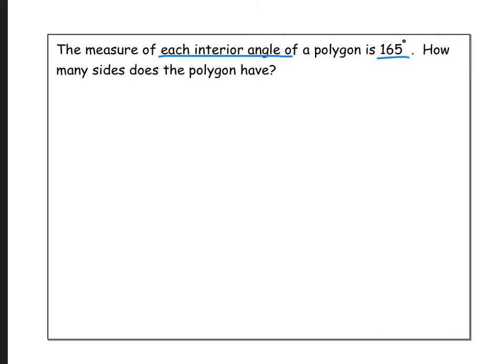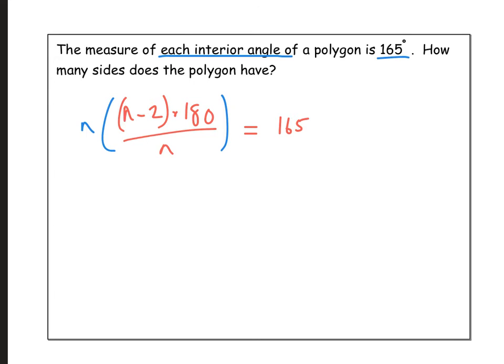So if each angle is 165 degrees, how many sides are there? Let's use that formula that we just saw. It said (n minus 2) times 180 over n. And we know in this case they're telling us the measure of each angle is 165 degrees. So let's set that equal to 165. We're going to solve for n, because n is the number of sides, and that's what we need here. So how would we solve this equation for n? First thing, notice there's 2 n's in the equation. Since there's an n in the denominator, let's multiply both sides by n and get rid of that n in the denominator.